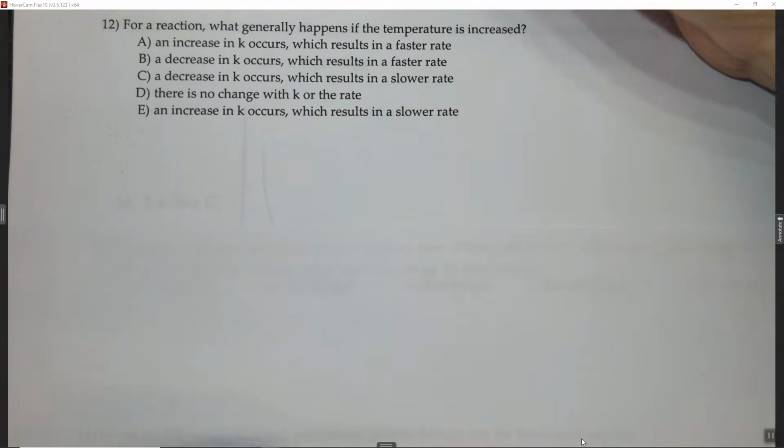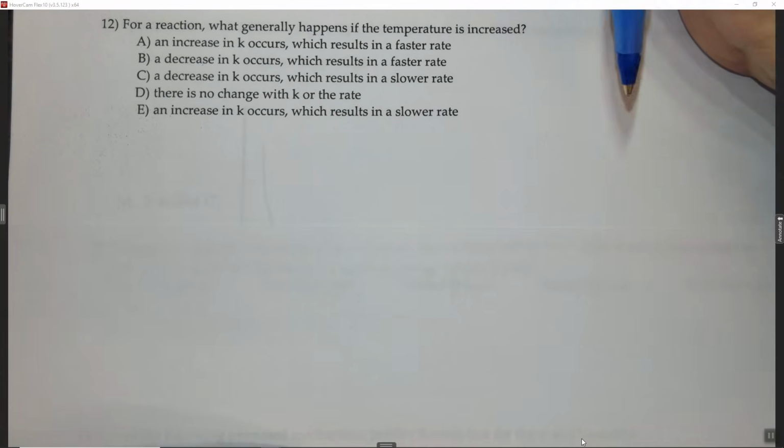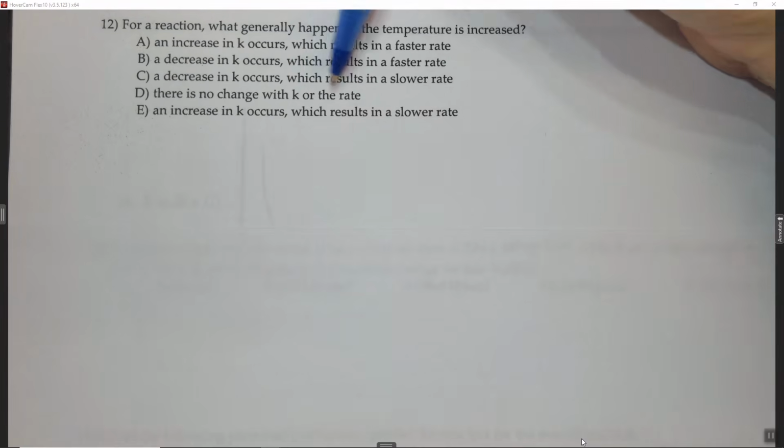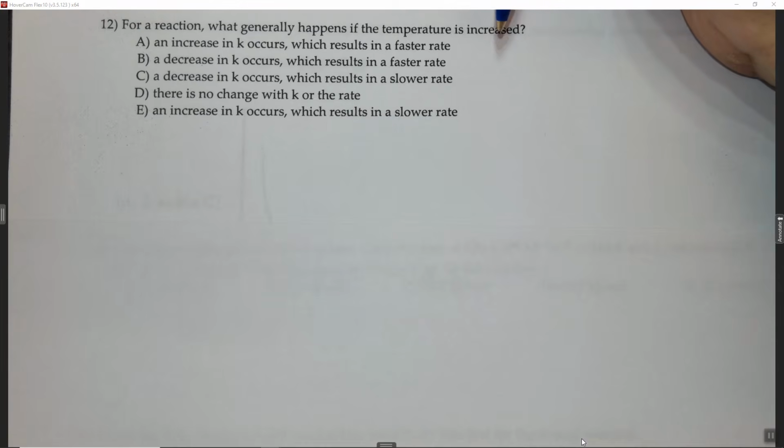All right, it says, for a reaction, what generally happens when temperature is increased? So after the last two problems, which were a ton of math and quite complicated, we end up with a slightly easier one. Generally speaking, when you increase the temperature, the reaction goes faster. So the rate of the reaction increases. This also means there's an increase in K.